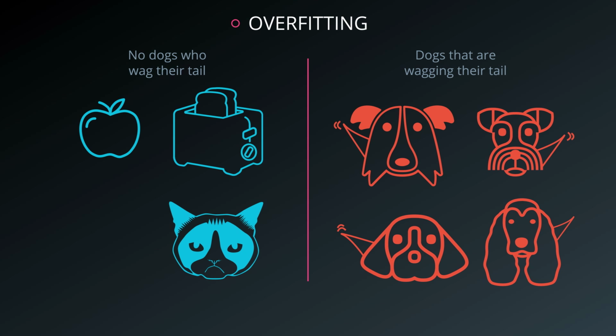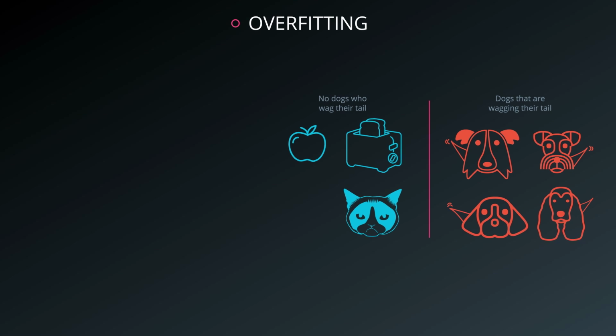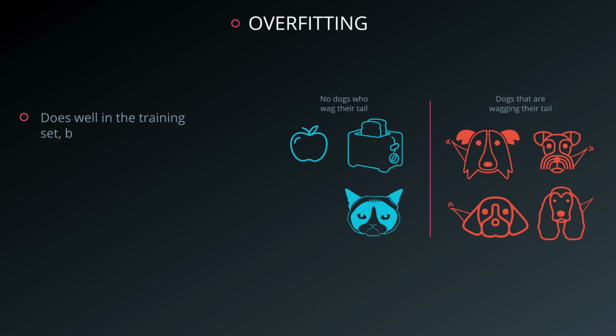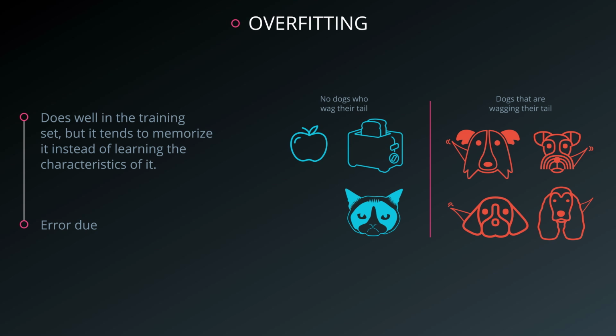This means the model is too specific. One characteristic of it is that it does well in the training set, but it tends to memorize it instead of learning the characteristics of it, so it will not do well in the testing set. We call this type of error an error due to variance.